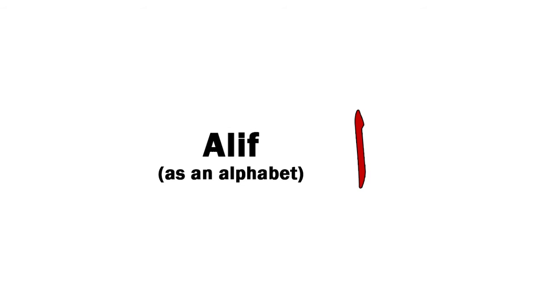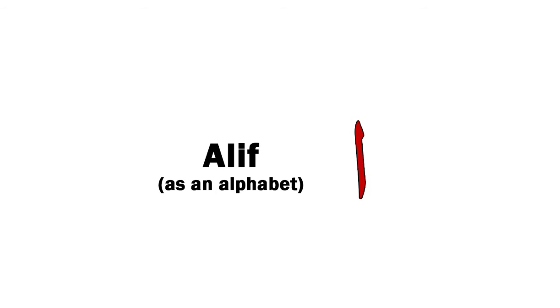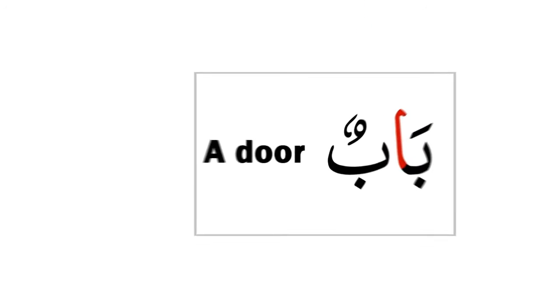An example of alif is alif itself. When we are reading alif as an alphabet, we are reading it as simple alif. Another example would be babun. Here you can see a red alif after ba. That's babun. It is not hamza, rather it is alif, because we don't have any vowel over it or under it.